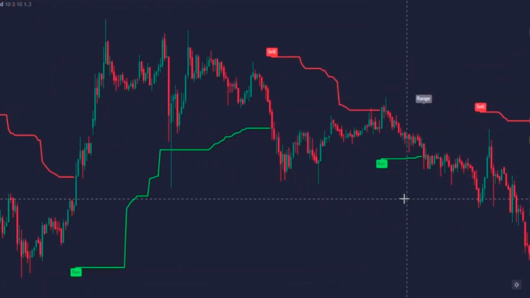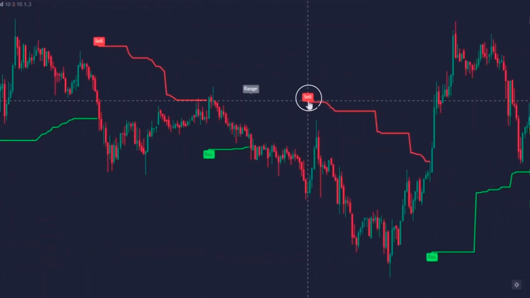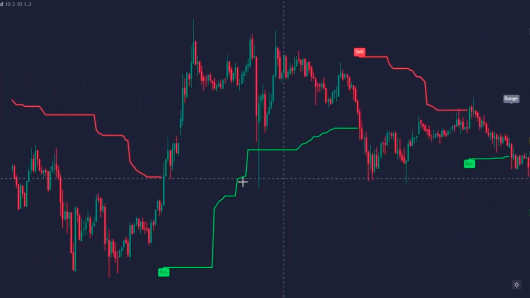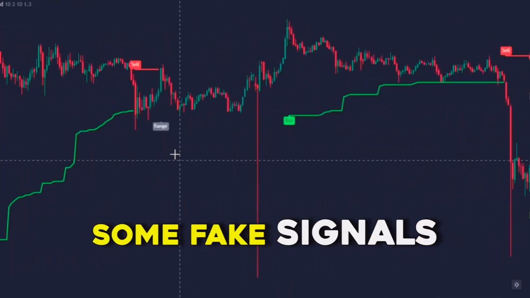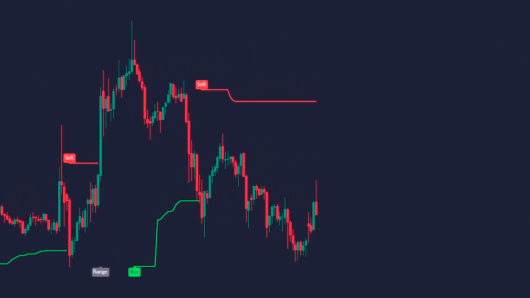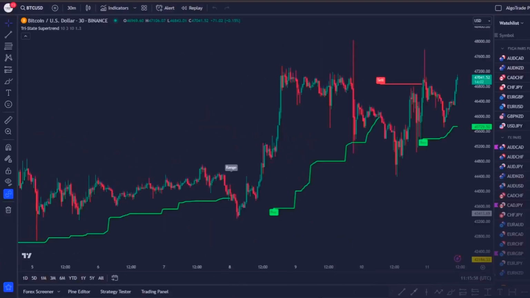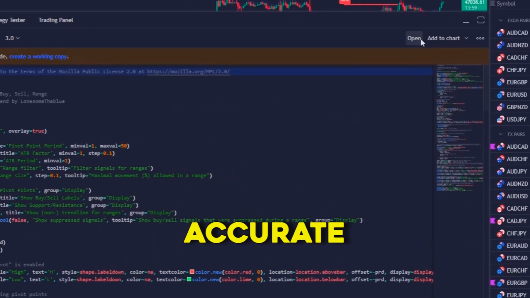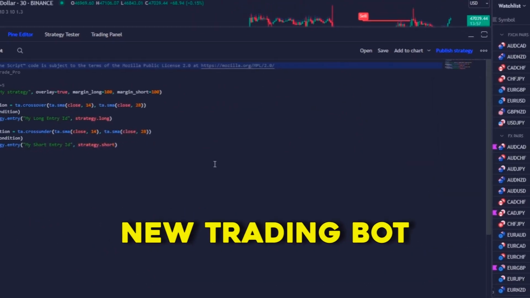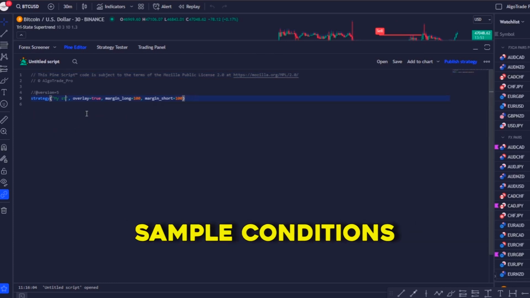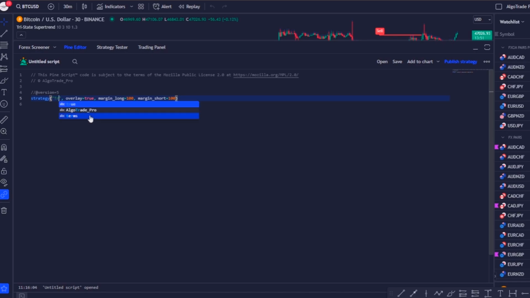On the chart, you can see that besides the buy and sell signals, this improved SuperTrend indicator also displays a range signal that will filter some fake signals. So, in theory, this sounds like a good improvement, but let's now analyze the real results of this indicator. To do that in the fastest and most accurate way possible, I'm going to create a new trading bot with the Tri-State SuperTrend coded and all the other rules from my sample conditions. I will do that and I will be right back.